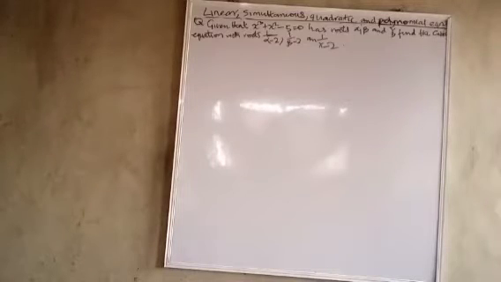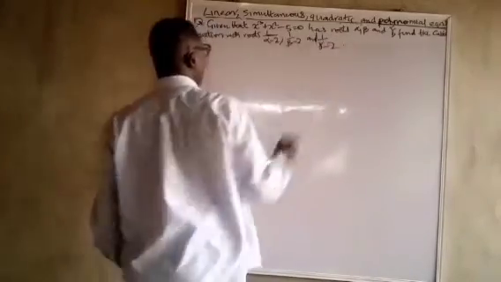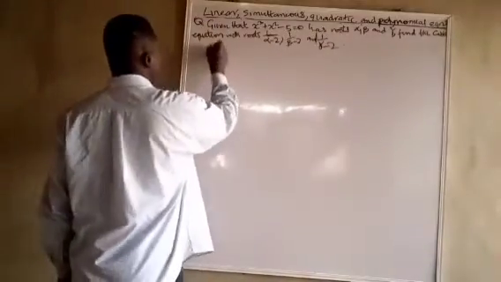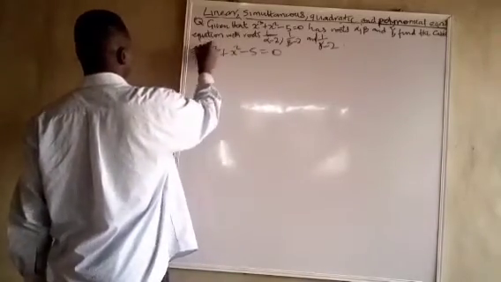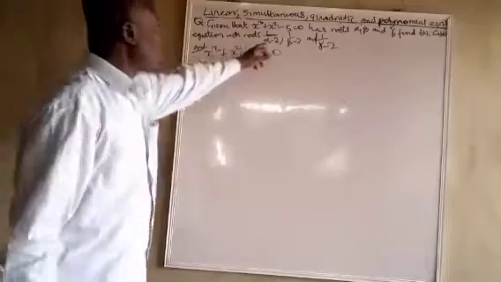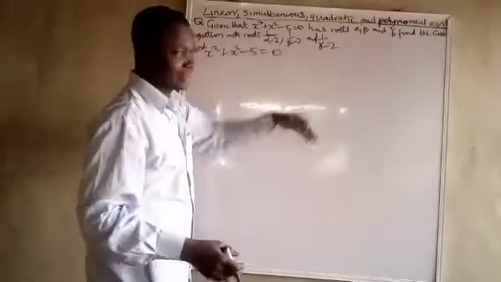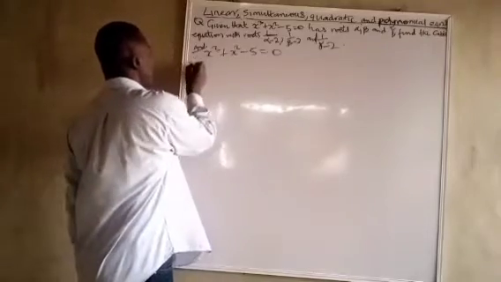Given that x cubed plus x squared minus 5 equals 0 has roots alpha, beta, and gamma, find the cubic equation with roots 1 over alpha minus 2, 1 over beta minus 2, and 1 over gamma minus 2. Now, we have this x cubed plus x squared minus 5 equals 0. And we are told to find the equation with these roots. We can go about it by getting the sum, but that will be too long. So let's use the method of substitution.